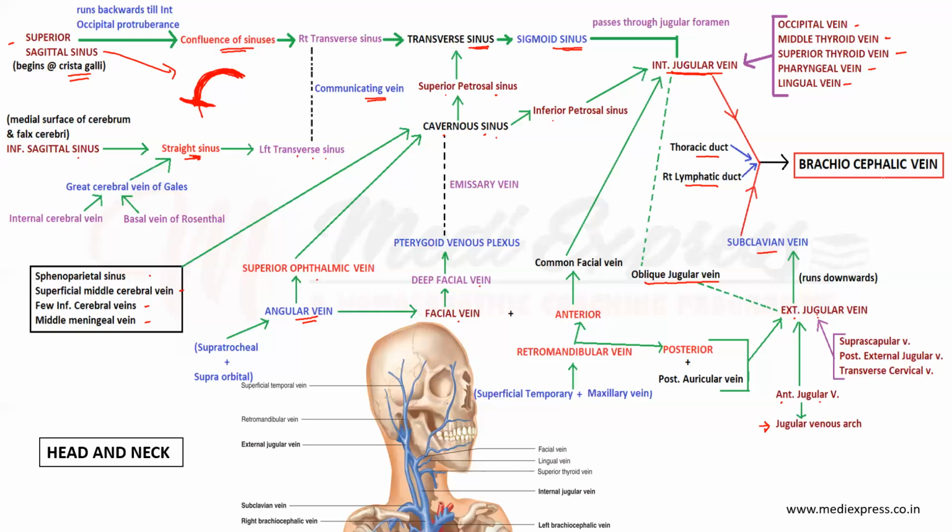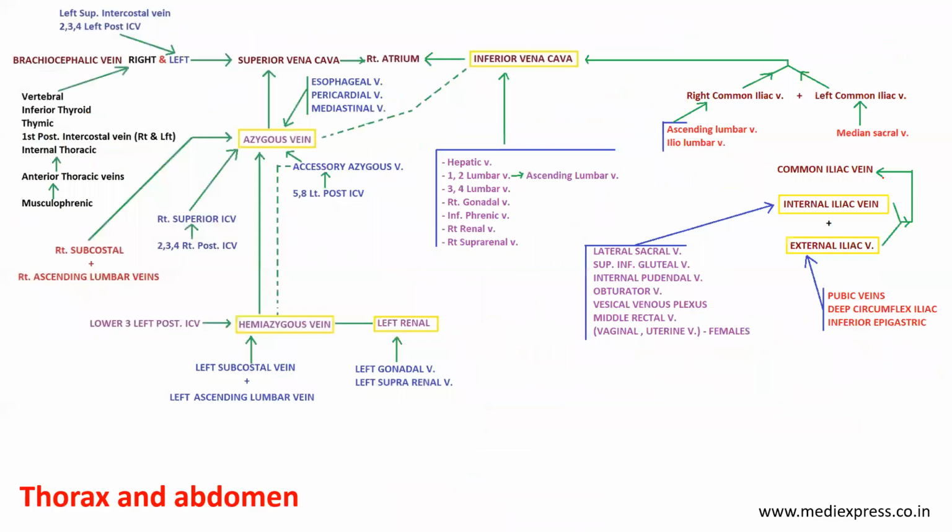Now let's see what happens to the brachiocephalic vein. When all the blood from the head and neck drains into the brachiocephalic vein, then we know we already have a right brachiocephalic vein and we have a left brachiocephalic vein, right? So the left superior intercostal vein and the second, third, and the fourth left posterior intercostal vein, the blood from there will drain directly into the left brachiocephalic vein.